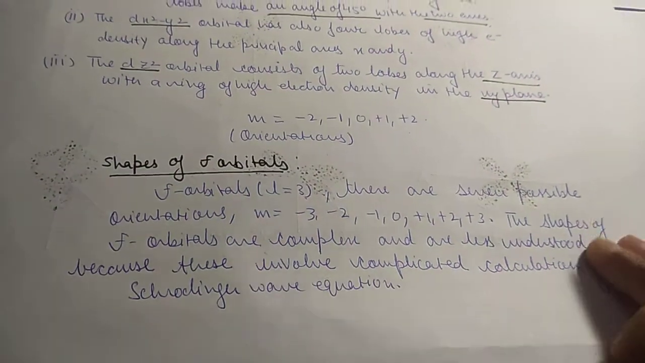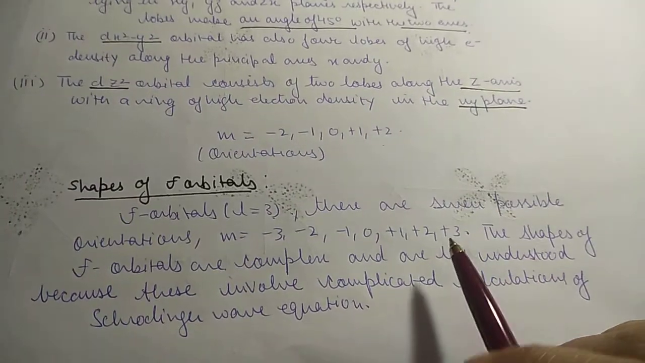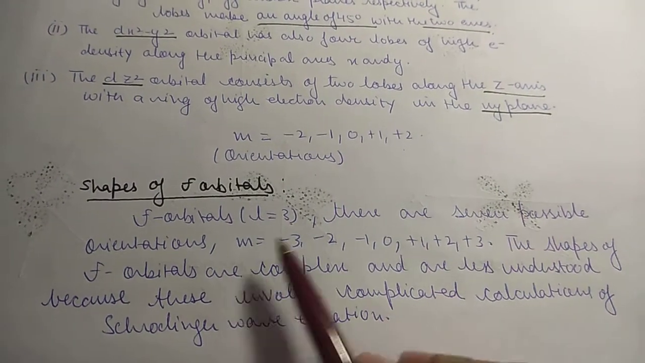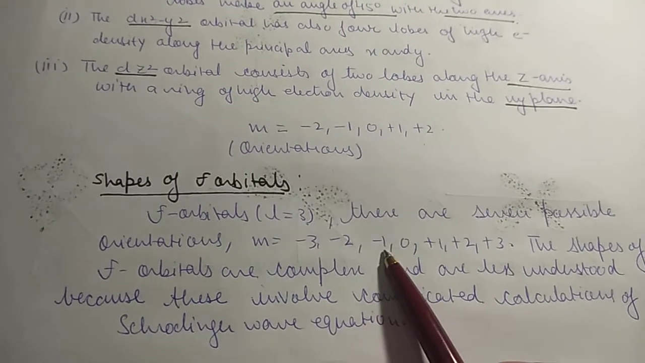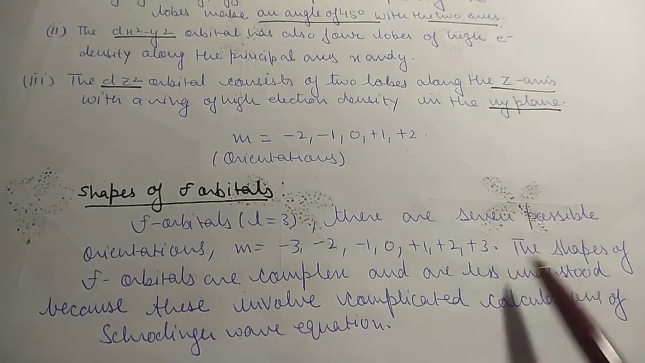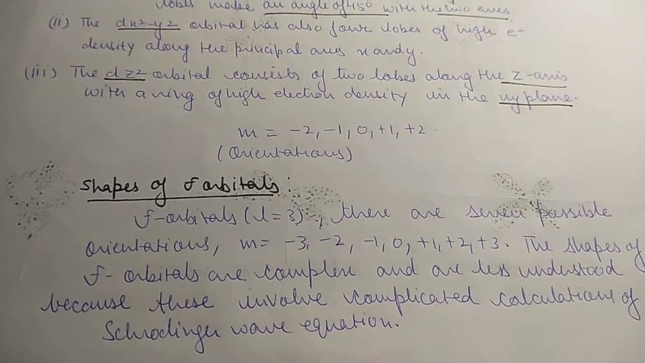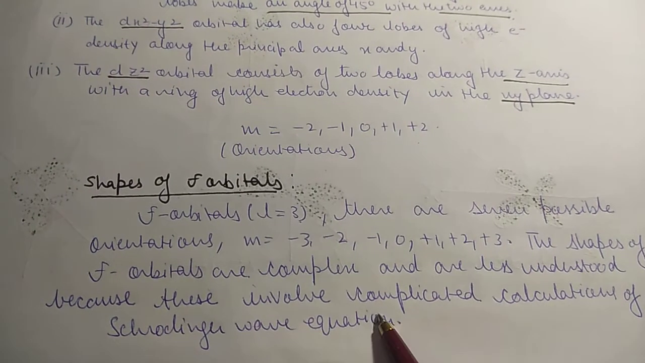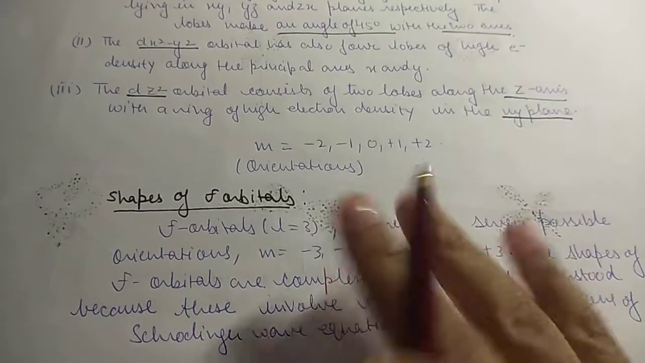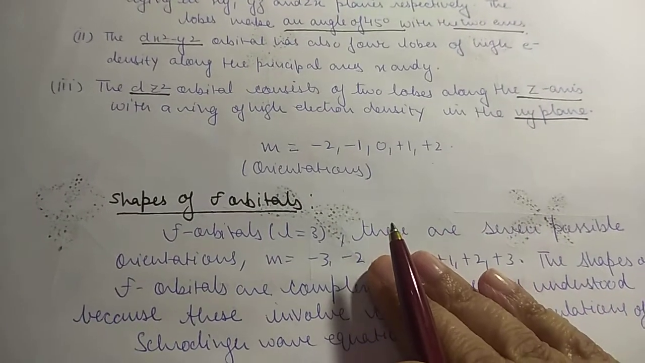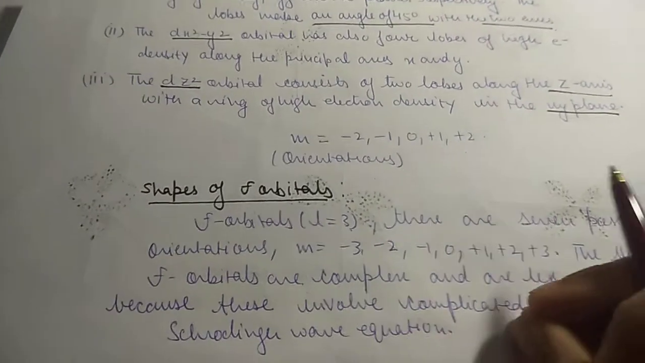Then shapes of f orbitals. Obviously there are 7 possible f orbitals, because 7 orientations are possible: -3, -2, -1, 0, 1, 2, 3. The shapes of f orbitals are complex and less understood because they involve complicated calculations of the Schrodinger wave equation. They have diffused shapes, and they can be explained better in 3 dimensional structures.